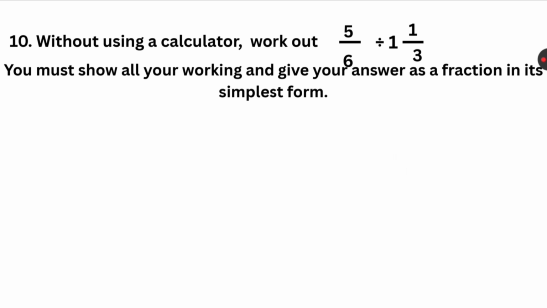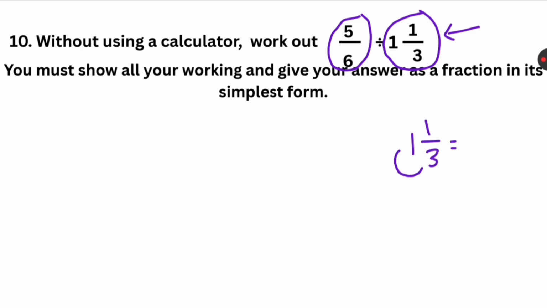Without using a calculator, work out 5 over 6 divided by 1 and 1 over 3. So this is the fraction form and this is the mixed fraction form. Both are different. So first you have to convert this mixed fraction into fraction form. 1 and 1 over 3, how can you do it? First you have to multiply these two. 3 times 1, which gives 3. Then you have to do addition. 3 plus 1, which gives 4. So 1 and 1 over 3 in mixed form, we can write as a fraction, which is 4 over 3.